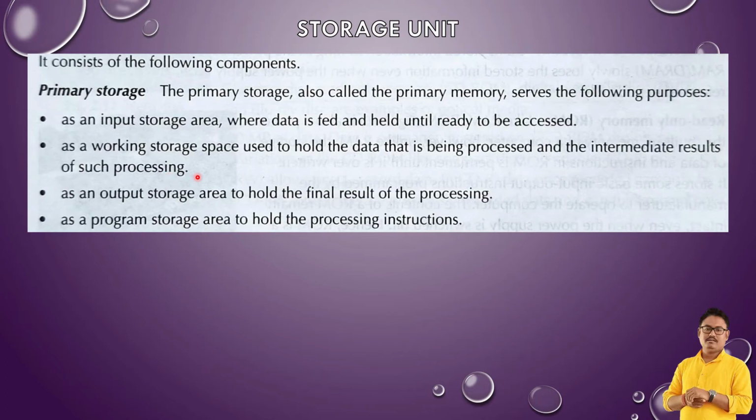So, the working storage space is used for what? To hold the data. For what purpose? To process your data and give the output on the screen. It also serves as an output storage area to hold the final result of the processing, and as a program storage area to hold the processing instructions. So these are the components using the primary storage.